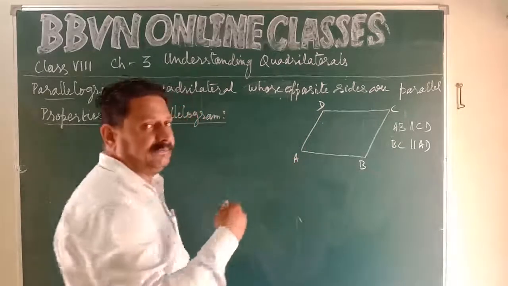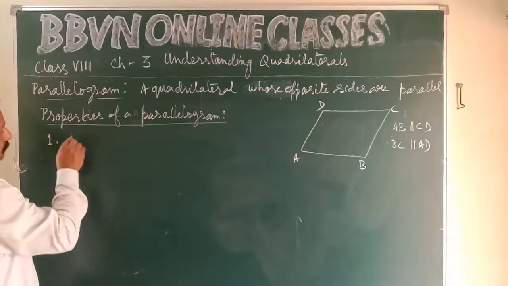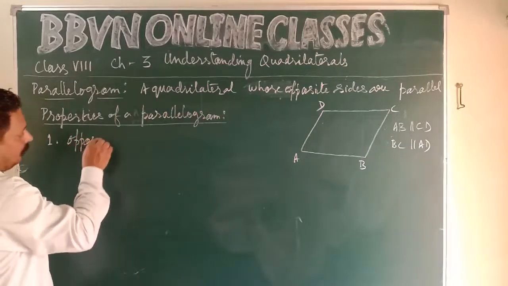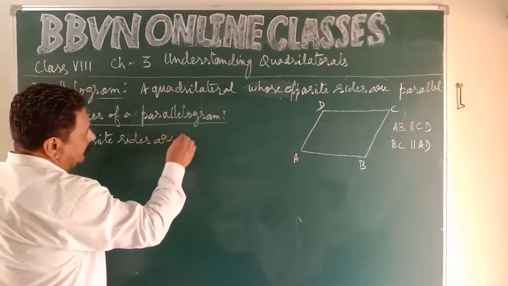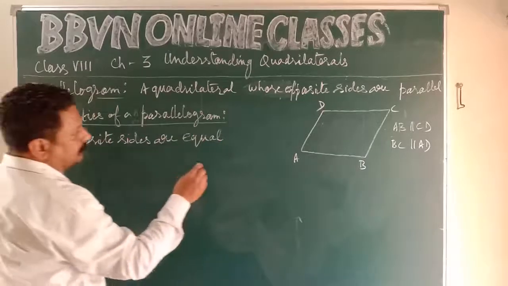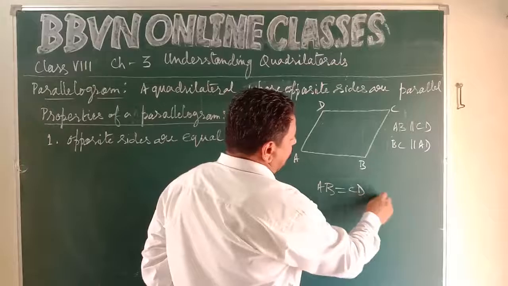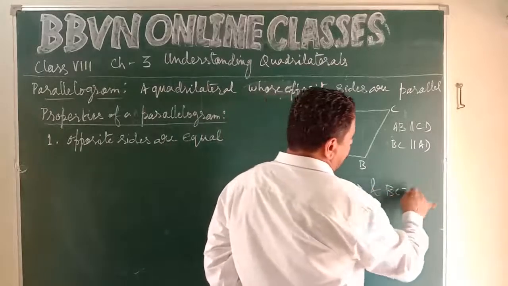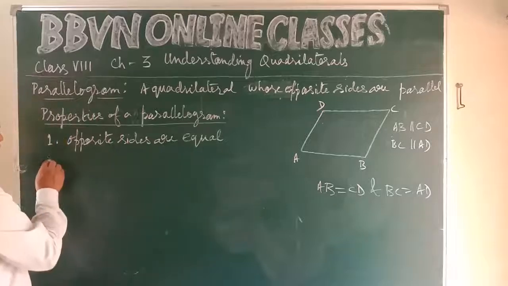Now, what are the different properties of a parallelogram? Property number 1. Opposite sides are equal. What does it mean? It means AB is equal to CD and BC is equal to AD. Opposite sides are equal.